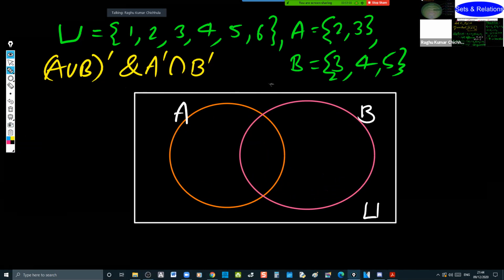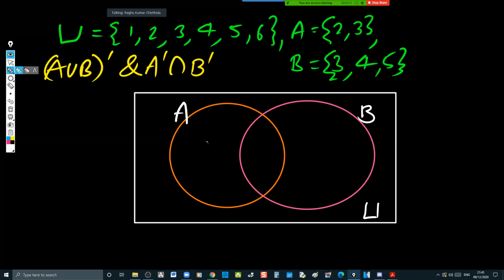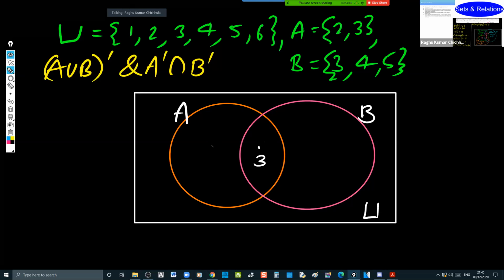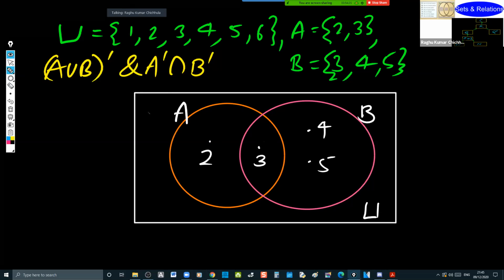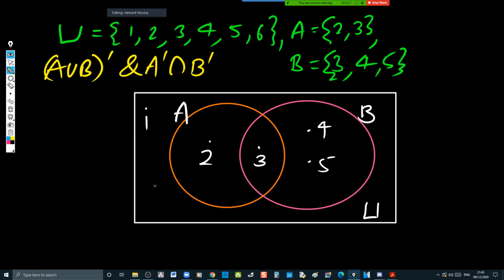So let me write first A: 2, 3, and B: 3, 4, 5. When you are marking Venn diagrams, you have to start from the common element. What is the common element of A and B, please? 3. What is the exclusive element of A? 2. What are the exclusive elements of B? 4 and 5. What are the external elements now? 1 and 6. That's all.